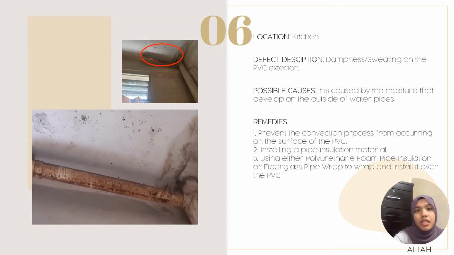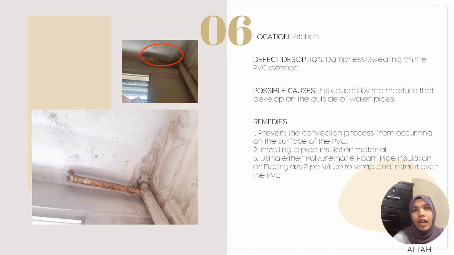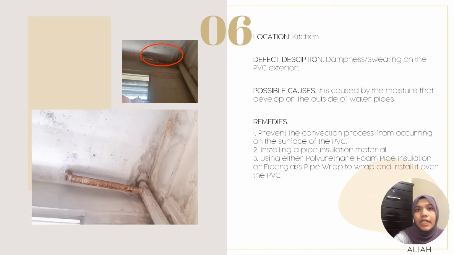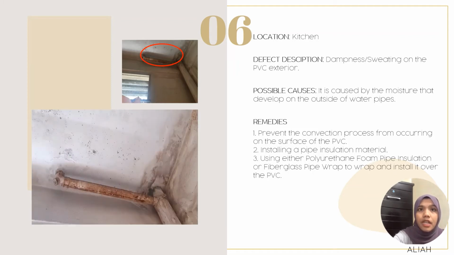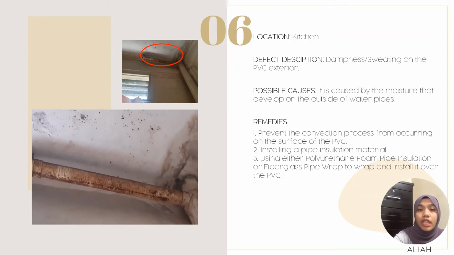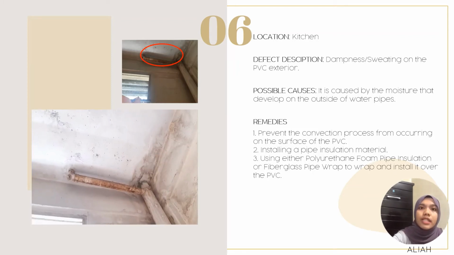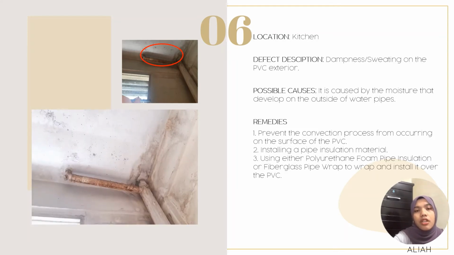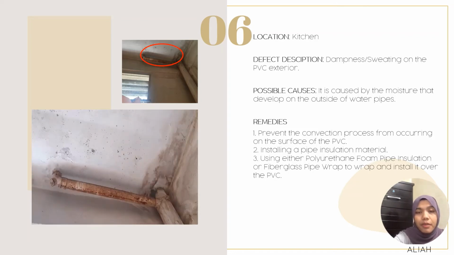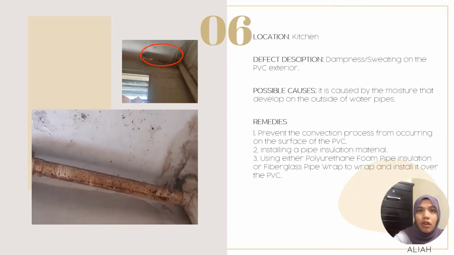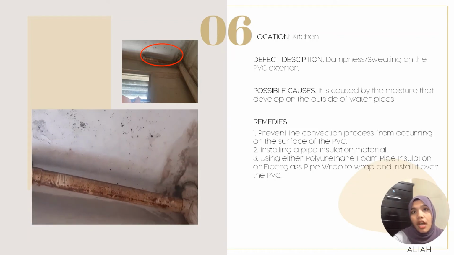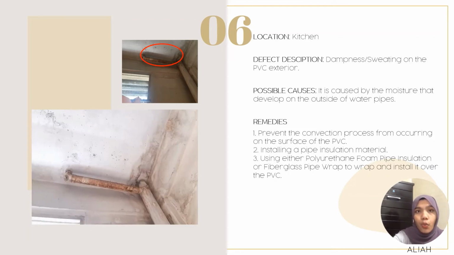So the remedy of this defect is first, to prevent the convection process from affecting the surface of the PVC by installing pipe insulation material. So use either a polyurethane foam pipe insulation or a fiberglass foam pipe insulation to wrap and install it over the PVC. So it can prevent the PVC from dampness or sweating.